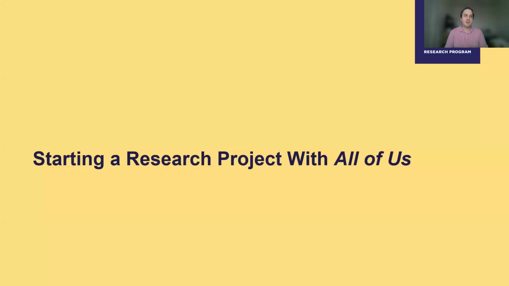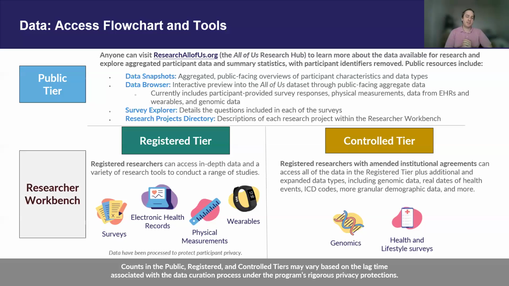To start off, we're going to start with how to start up a research project with All of Us. We're going to go into a recap of what is available, where is the data, how do I engage with it, and how is it displayed for researchers. As you can see here, there are 3 different labeled tiers that we have: our public tier, our registered tier, and our control tier. Our registered tier and our control tier is where researchers will actually engage with row level data on the Researcher Workbench. But our public tier is where you can get information on what data is available within our research program.